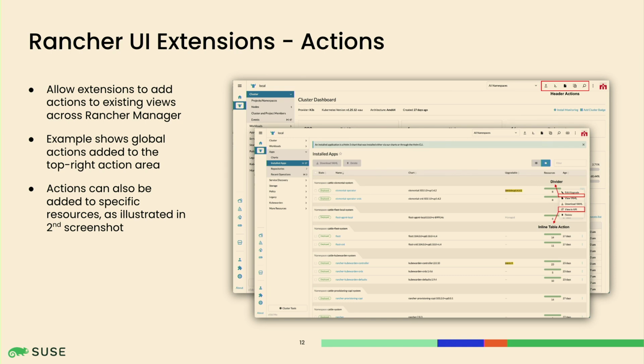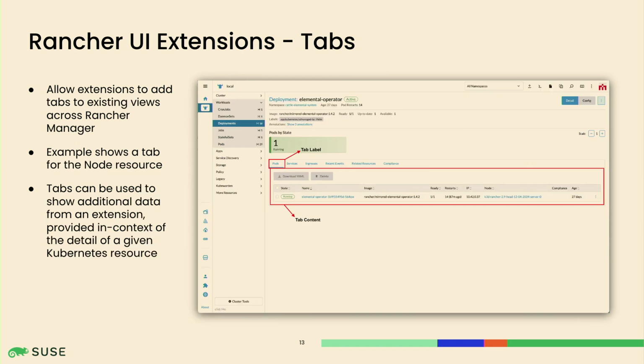So things like actions. Again, with that compliance tool, maybe I can manually scan, in this case, an app. So the menu you would get in Rancher, you can add your own action items there, as well as adding global action items. And then perhaps that compliance tool for the detail view of a deployment. You see it says compliance on the side. Hopefully you can read that. Maybe that's a tab that it's added.